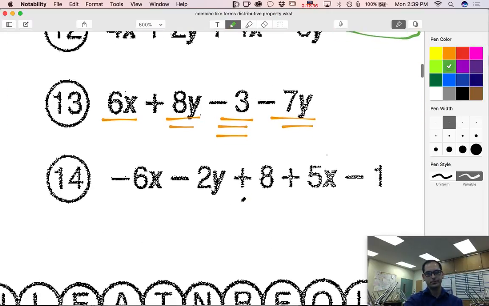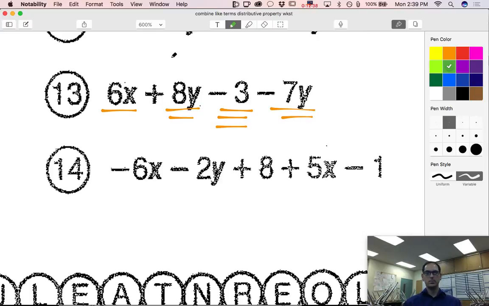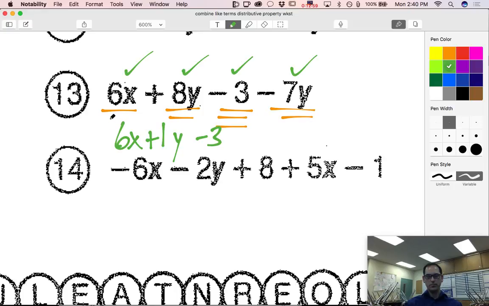Go to number 13. 6x plus 8y minus 3 minus 7y. No like terms for 6x, we found out. So 8y. One thing you can do as you go through is check mark so you know you hit it. So we're now looking at 8y and negative 7y. What is 8 minus 7? 1y. And then negative 3. Went through all of them. No like terms. This is your answer. Go to 15.